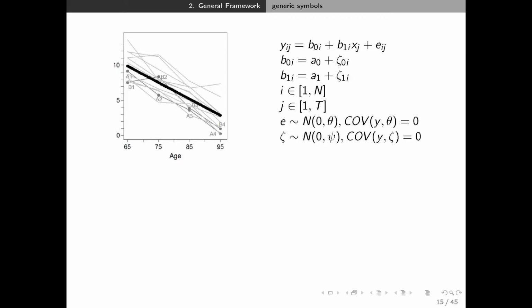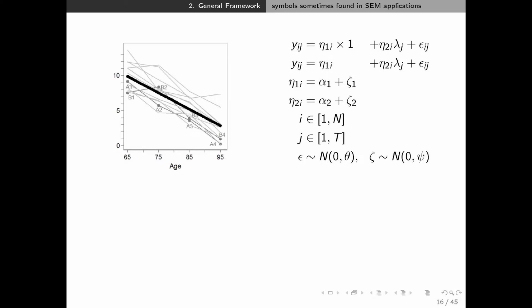Here's the same slide, but now I'm using the Greek that you'll find in your structural equation modeling software. So instead of B's, I'm going to use etas. Etas are latent variables. When we start doing this work in a latent variable modeling framework or structural equation modeling software, we switch to a different notational system, but it's the same model. And so here the random effect, that's the intercept, is being represented with a latent variable eta. And the same thing with the random slope. It's represented with a latent variable called eta.